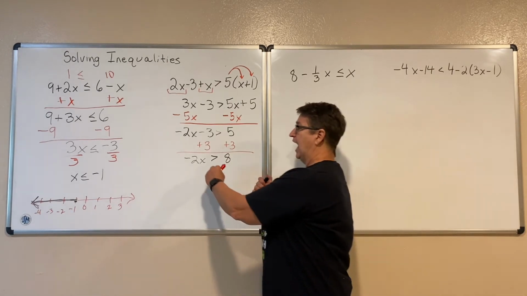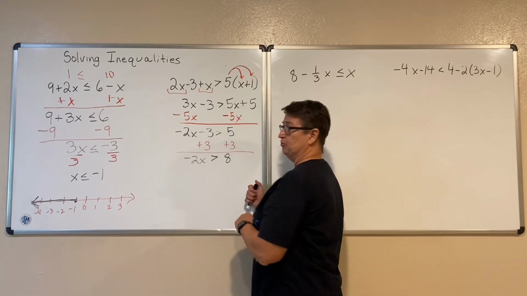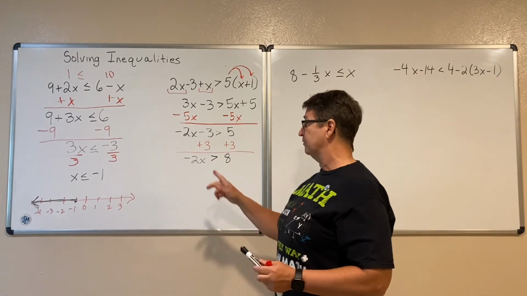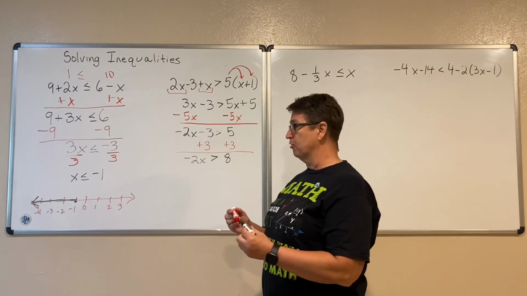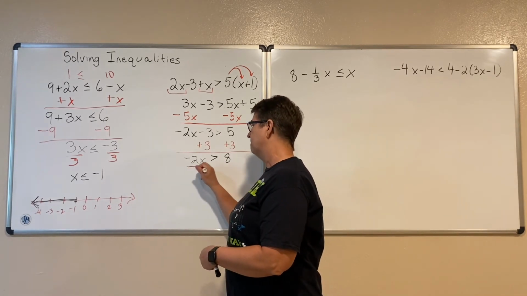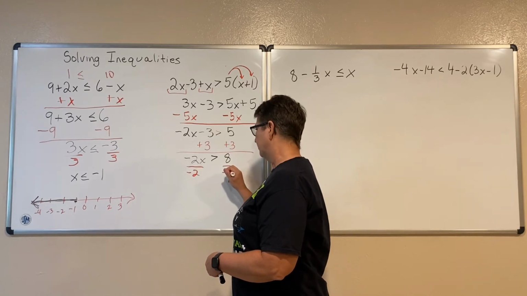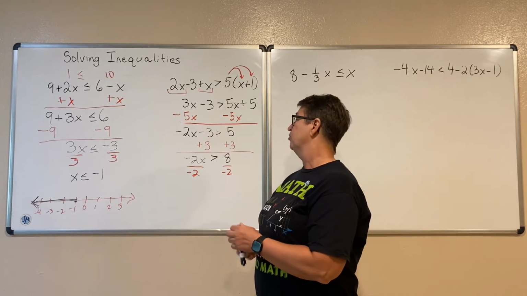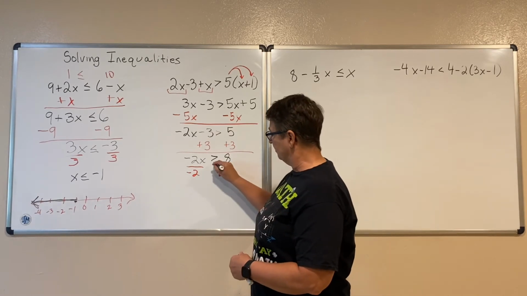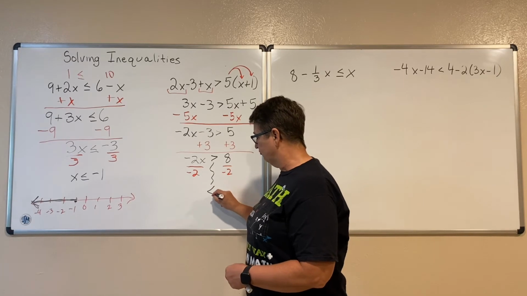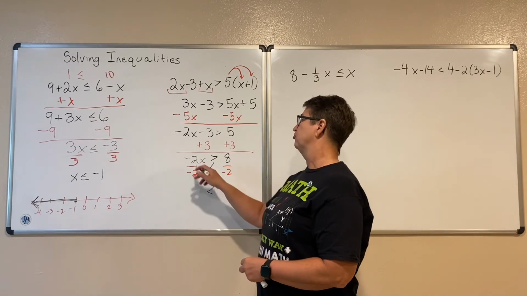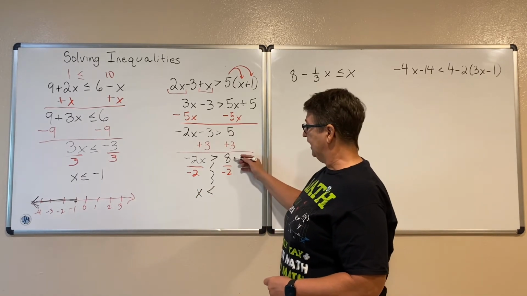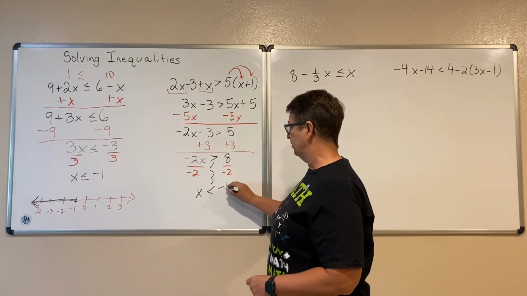Next, I need to divide off that -2. Oh, but alarm bells should go off when I'm dividing by that negative. Remember that when I divide by a negative, so this time my number on the bottom is a negative, this sign is going to flip. So I end up with 1 times x, which is just x. 8 divided by a -2 gives me a -4.